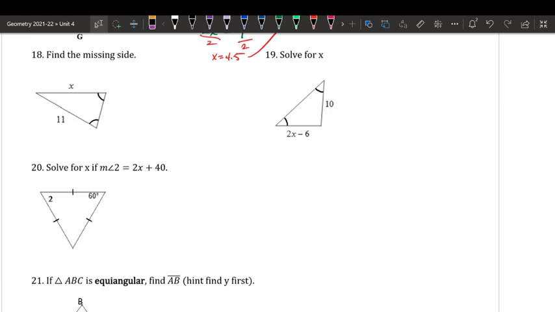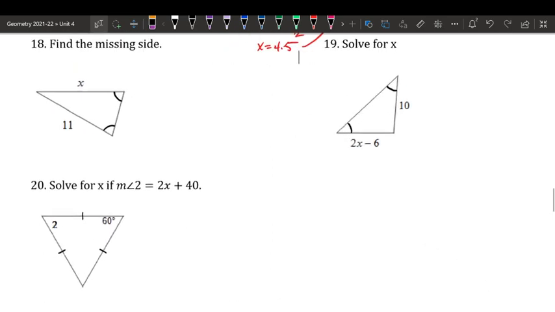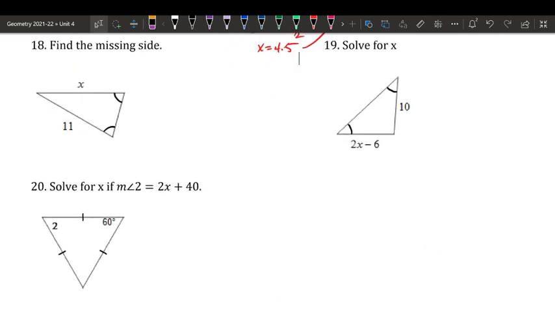Okay, so for the second part of the review, we're on number 18. Find the missing side. So anytime you have one of these triangles with some given information and some marked information, just evaluate what you have, what you can tell, what you know. All right, I see that this side is 11.